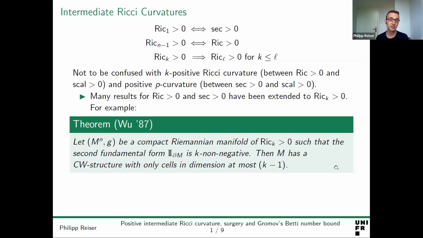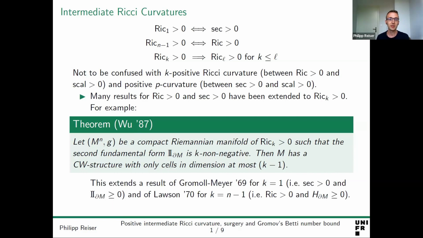And the nice fact of this result is that it connects two known results, namely one by Gromov from 69 for k equals 1. In that case, it says if we have positive sectional curvature and the second fundamental form is positive semi-definite, then the manifold is contractible. And another result by Lawson from 70, which says if we have positive Ricci curvature and the mean curvature is non-negative on the boundary, then we have a CW structure with cells in dimension at most n-2, or one could also say the inclusion of the boundary is 1-connected. So this result nicely connects these two results and gives an interpolating result.